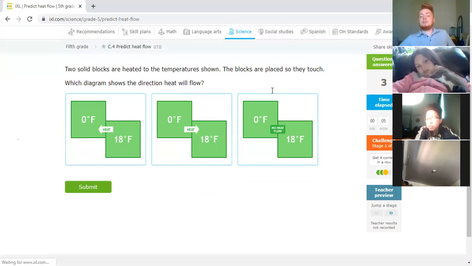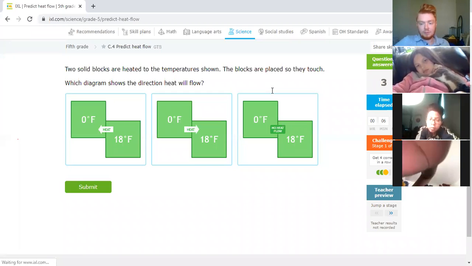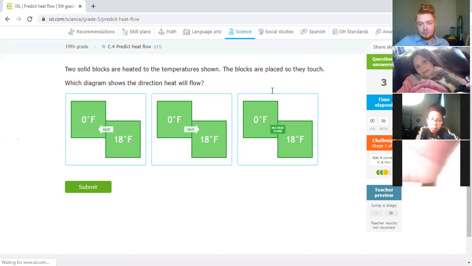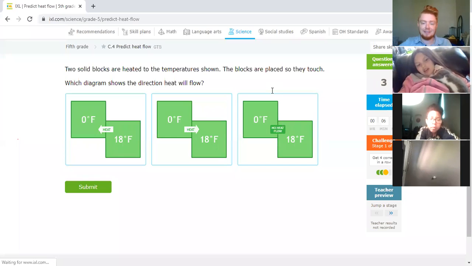Alexis. Oh, kitty, you're sleeping. Okay. Wait, it's not letting me. What's wrong? I heard you for a second. I don't know what happened. Okay.